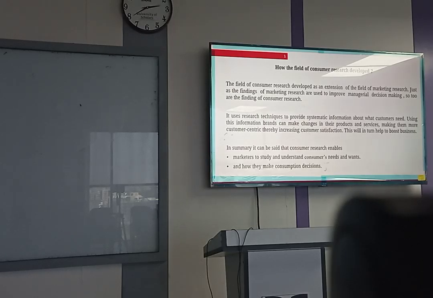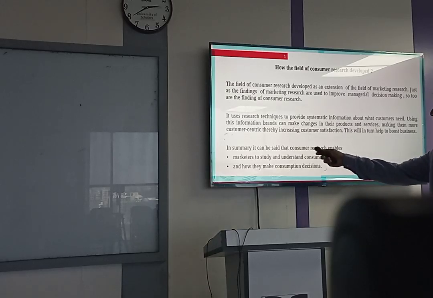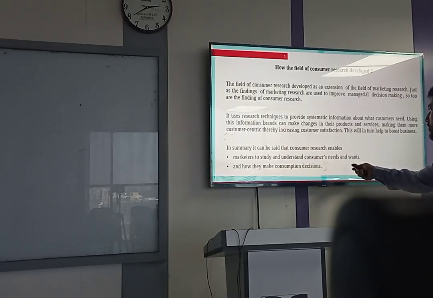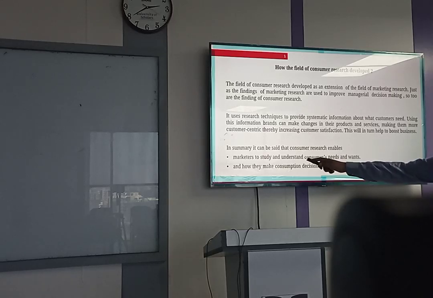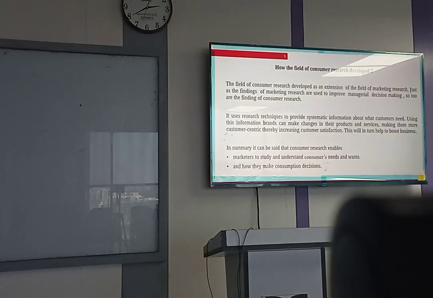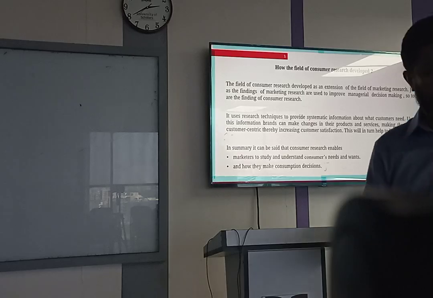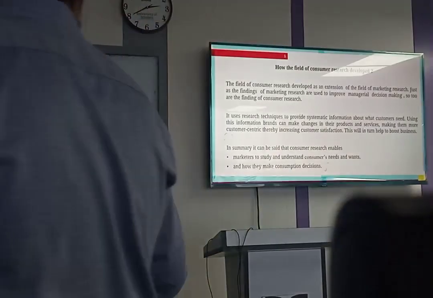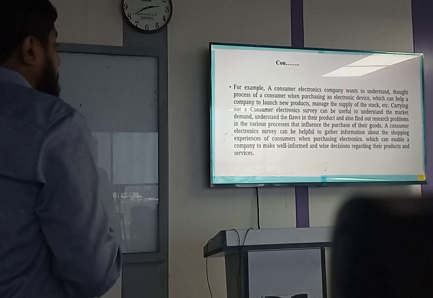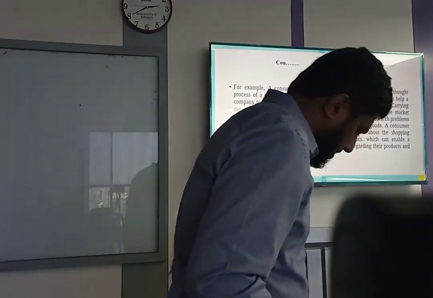So in summary, it can be said, consumer research enables marketers to study and understand consumers' needs and wants. So marketers get to know consumers' needs and wants: what the consumer wants, what they are getting, and how they make consumption decisions. How they make the decision to buy something. That is consumption. When you are buying a product, after that you start the consumption of the product. That means usage.